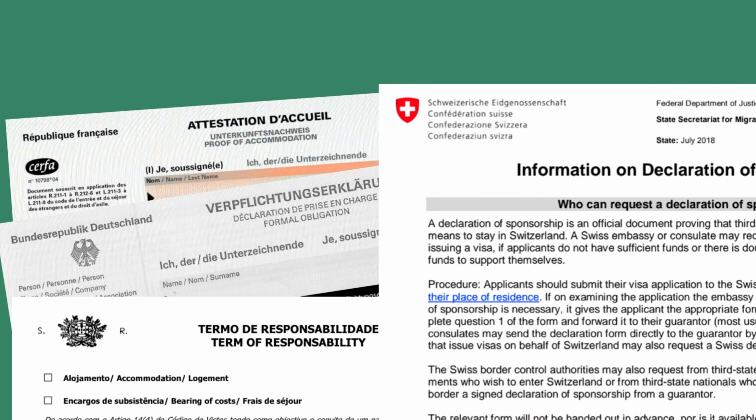For Germany, it's Verpflichtungserklärung. In Belgium, the Annex 3 bis, of course, it's French. In France, it is the Attestation d'Accueil. So I'm murdering it. But yeah, it has different names.